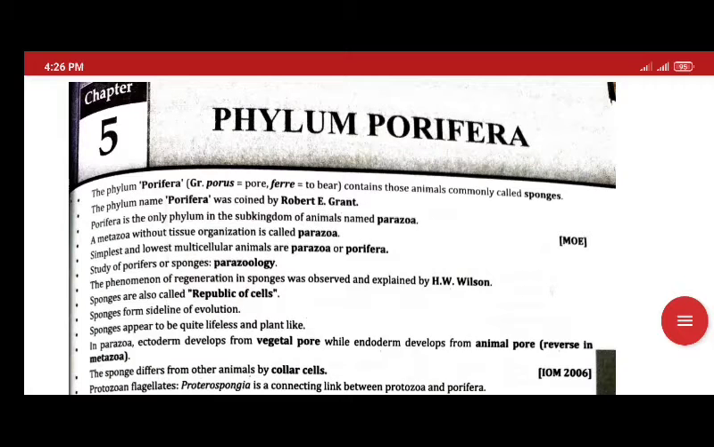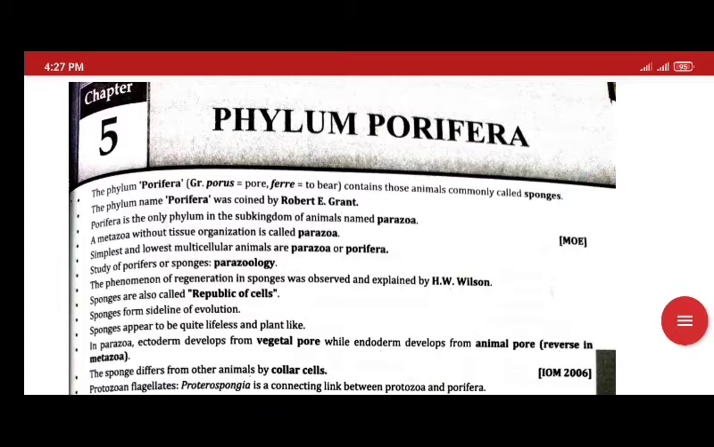Now we have got the phylum topic. So let's continue from Porifera. We have Porifera, Coelenterata, Platyhelminthes, Nematehelminthes, Annelida, Arthropoda, Mollusca, Echinodermata, and Chordata phyla. So we will study Porifera first.